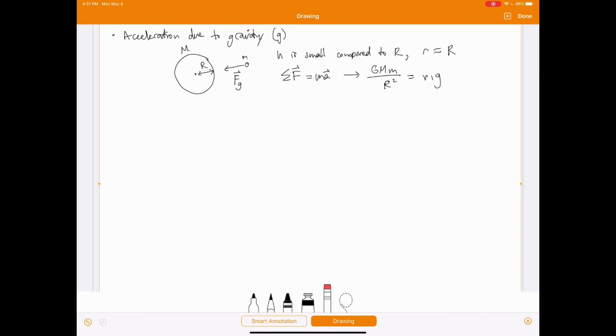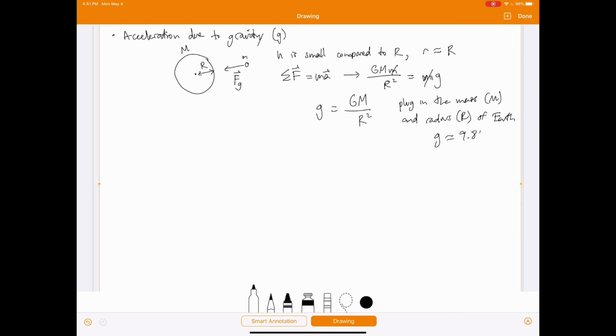And what we'll do next is simply cancel out little m. And that gives us little g is equal to big G, big M divided by r squared. Okay, so for instance, if you were to plug in the mass, that's big M, and the radius, that's big R, of Earth, here's what you'd get. 9.8 meters per second squared. So that's actually where that number we've seen before comes from.